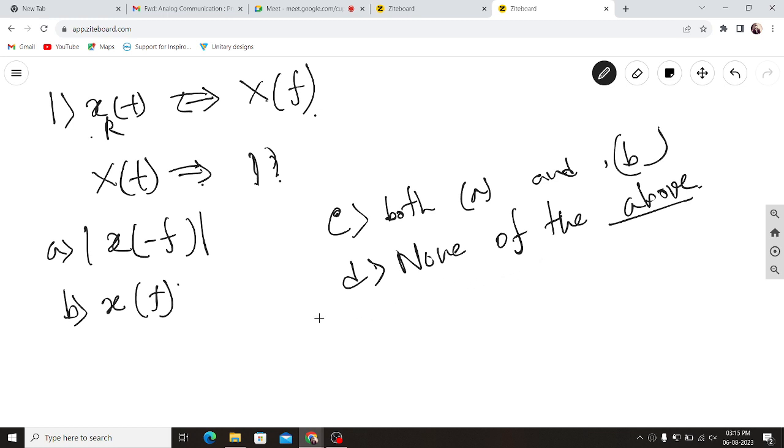So what will be the correct option? Sir, what is the nature of the time domain signal? Is it even or odd? It is only real. We have not mentioned whether it is even or odd. The only thing mentioned is that it is real.